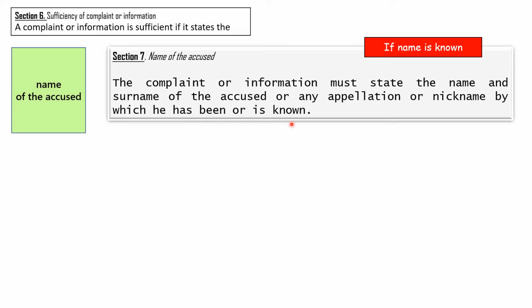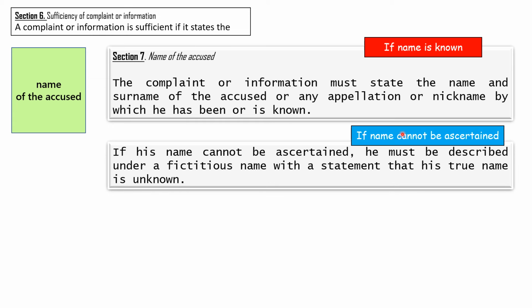Next, if the name cannot be ascertained, like for example, nasnatchan ka dyan sa Quiapo, nasnatch ang cellphone mo. So most likely, hindi mo kilala kung sino yung taong nag-snatch. You do not know his name. So what is the rule saying to us? He can be described, or that accused can be described under a fictitious name with a statement that his true name is unknown. Again, you can describe the accused under a fictitious name with a statement that his true name is unknown.